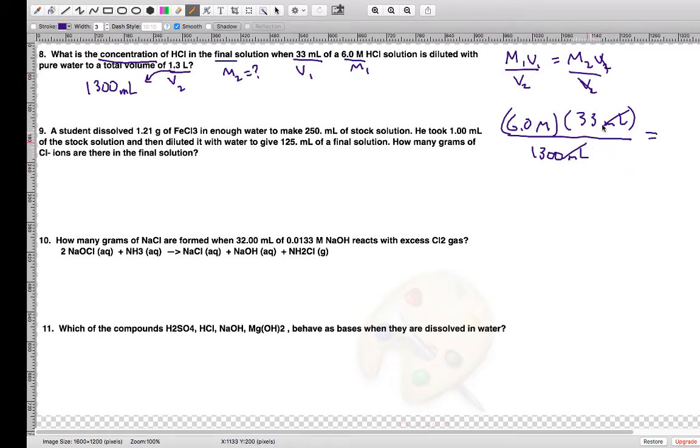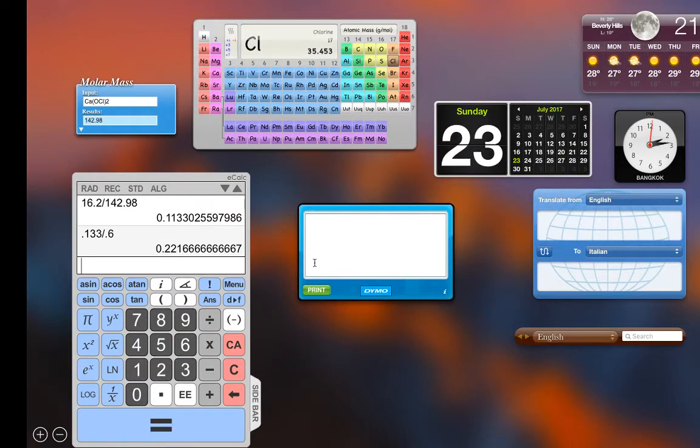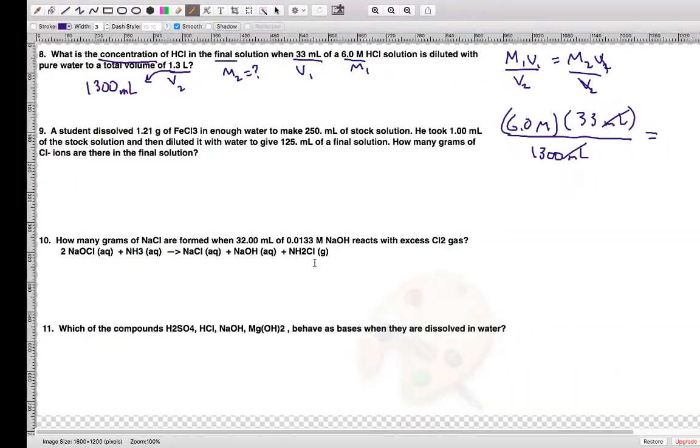6 times 33 divided by 1,300. Ask the calculator for that. I got 0.152. But there are only two significant figures here, so it's 0.15. The units are molar. That's the answer, folks.